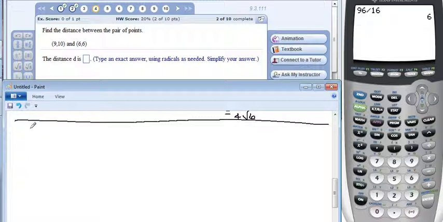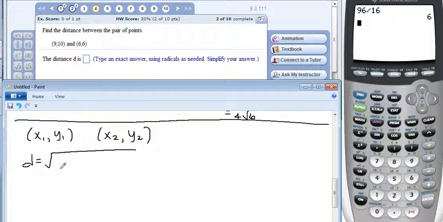So if I would have a point, x1, y1, and another point, x2, y2, okay, these are subscripts, it's my first point, my second point, and I want to know the distance between these two. I have a formula called the distance formula. And the distance between those two is the square root of x2 minus x1 squared plus y2 minus y1 squared. Okay?